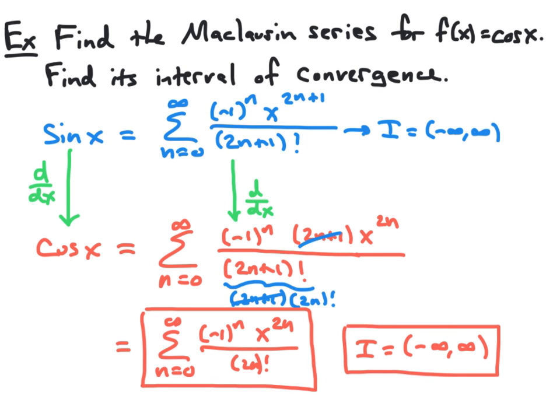Another option here to check for the interval of convergence is to simply apply the ratio test to this formula for the Maclaurin series for cosine of x. And if you do this, you'll see that you will get a limit of 0, which is less than 1 for every x, and therefore the interval of convergence is negative infinity to positive infinity. But here, because we're using the term-by-term differentiation technique to come up with this Maclaurin series, we can use facts about the term-by-term differentiation, in particular that it does not change the radius of convergence, in order to conclude right away that the interval of convergence is negative infinity to positive infinity.